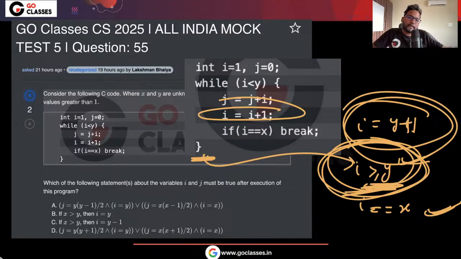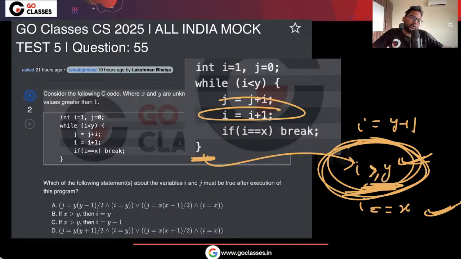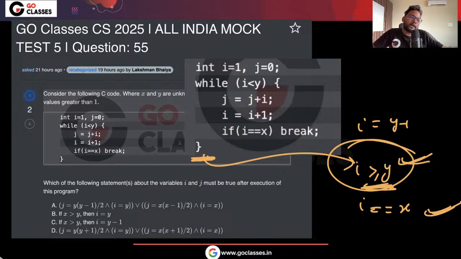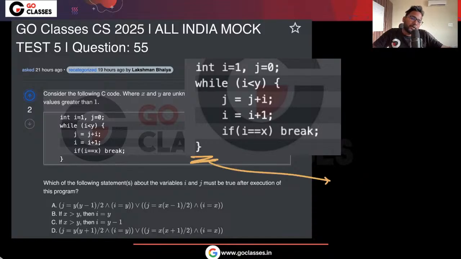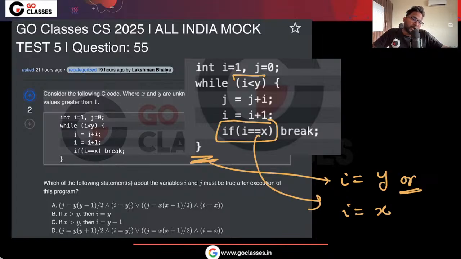Sorry, I will be y, not y plus 1, because it is greater than or equal to y. So it will be y only. This is true, but the stronger condition is that I will actually be y. So after the loop ends, I will be either x or y, right? If the loop breaks by this, then I will be x. If the loop breaks by this, then I will be y, because I is always incrementing by 1.